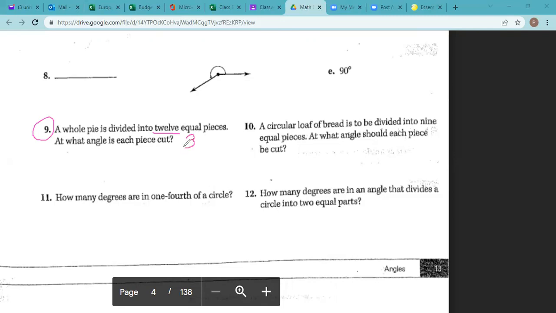Well, you could write it like this: 360 degrees over 12. And what that essentially means is 12 divided into 360 degrees. So go ahead and take a few seconds and figure out 12 divided into 360. Well, 12 goes into 36 3 whole times. And 12 times 3 is 36.